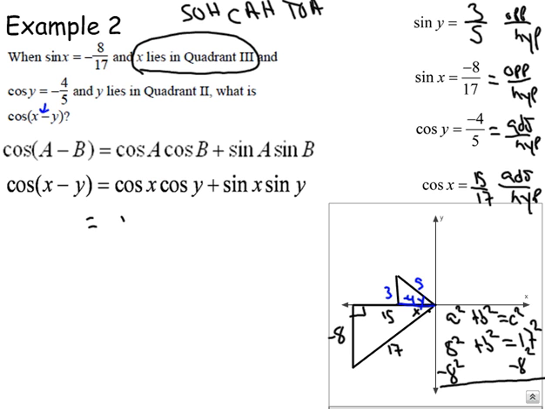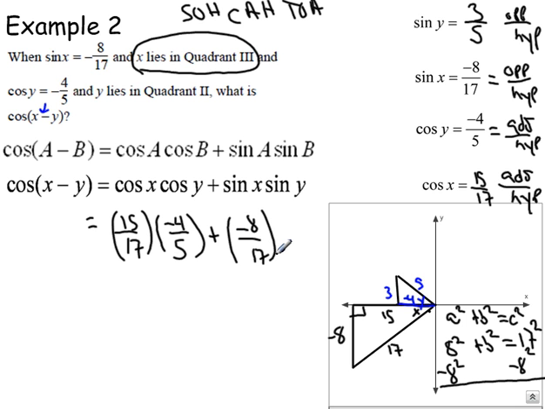Cosine of x is 15/17 times the cosine of y, that's -4/5, plus the sine of x, which is -8/17, times the sine of y, which is 3/5.